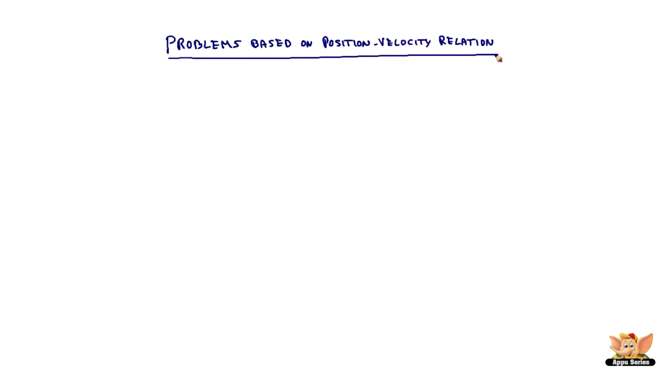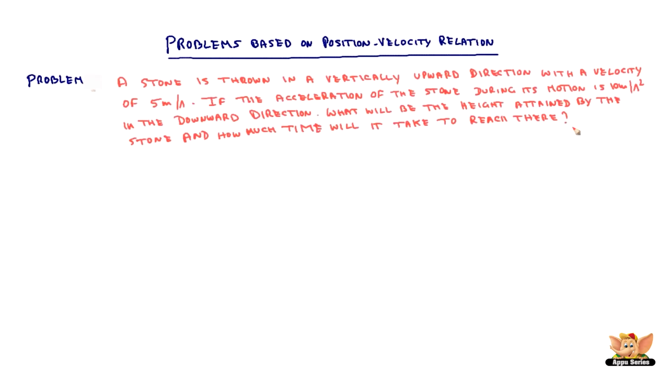Problems based on position-velocity relation. A stone is thrown in a vertically upward direction with a velocity of 5 meters per second. If the acceleration of the stone during its motion is 10 meters per second square in the downward direction, what will be the height attained by the stone and how much time will it take to reach there?